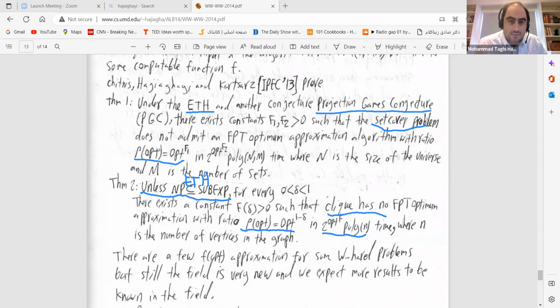Let me stop sharing. So this finishes this concept of fixed parameter algorithms and hardness. There are also other topics which are in the book, and you can read more about them there.